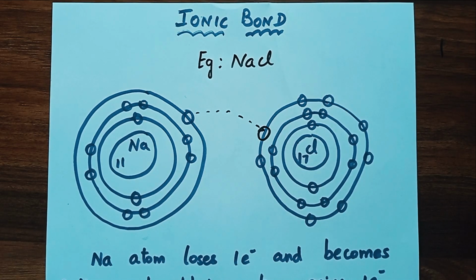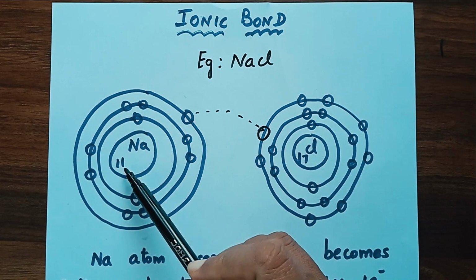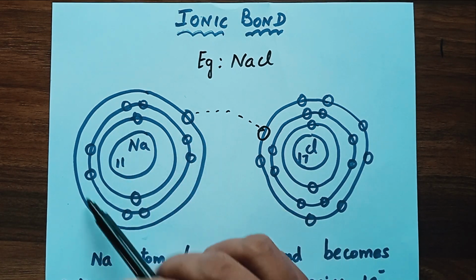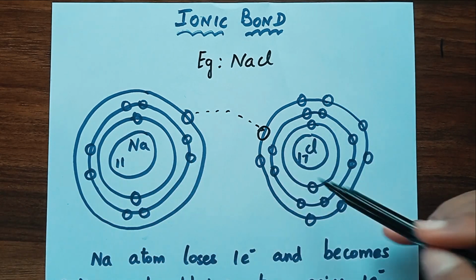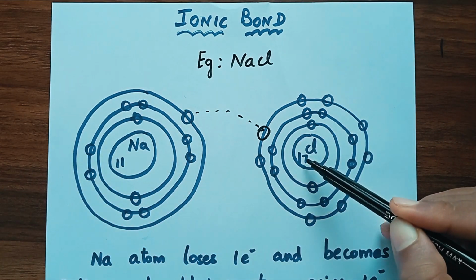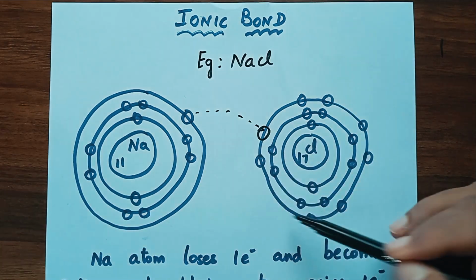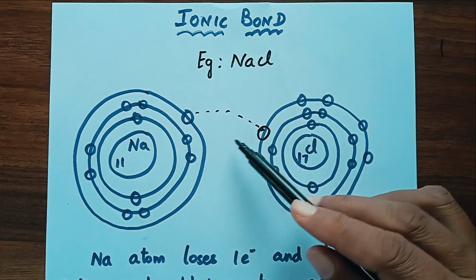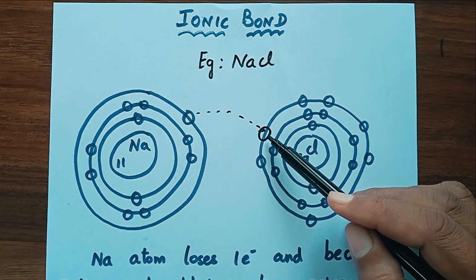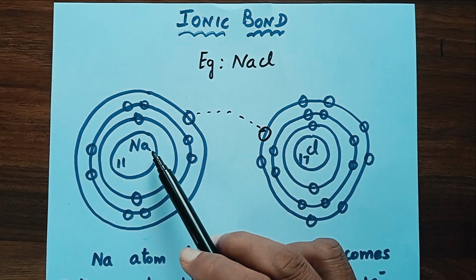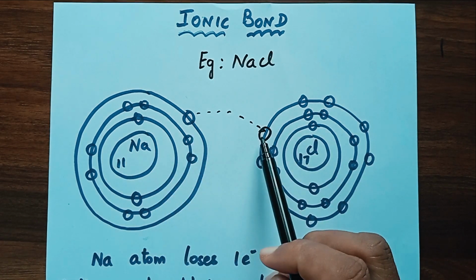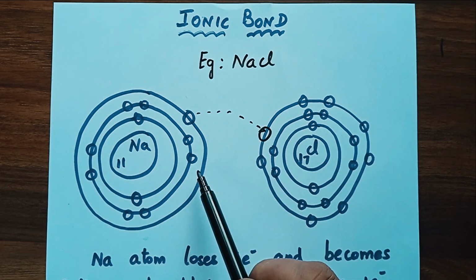Now we see in detail how ionic bond is formed. I have taken an example of sodium chloride. Sodium has 11 electrons. So the outermost valence shell has 1 electron, and chlorine totally has 17 electrons and the outermost valence shell has 7 electrons. So chlorine needs 1 electron to attain the octet rule. At the same time, sodium will lose 1 electron to attain the octet rule.